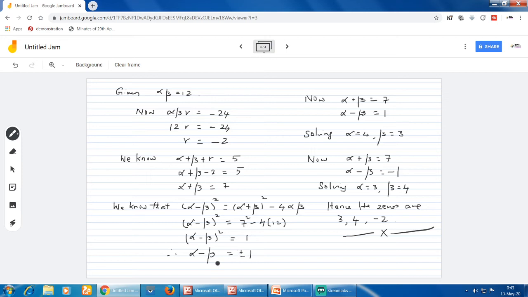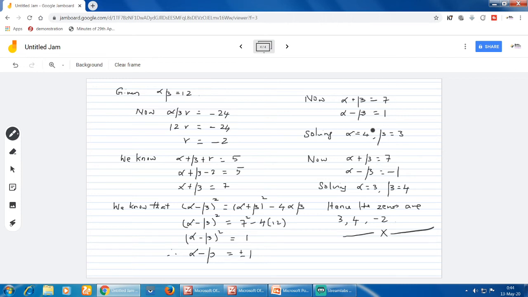So alpha minus beta whole square is 1, so alpha minus beta, by taking the square root, is plus or minus 1. Now what you're going to do is just solve these equations. Alpha plus beta is 7 and alpha minus beta is plus or minus 1. So you take first plus 1 and solve this, and after that take minus 1 and solve this again. Solving, you get alpha is 4, beta is 3.